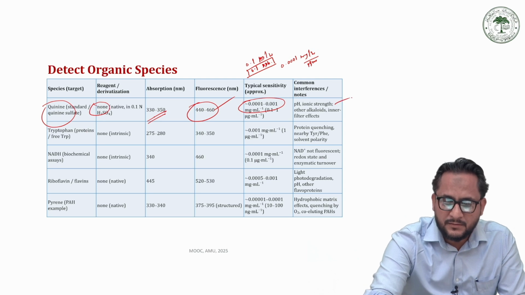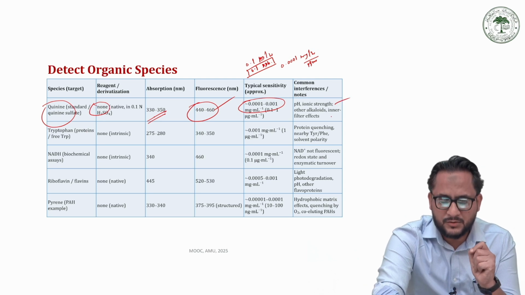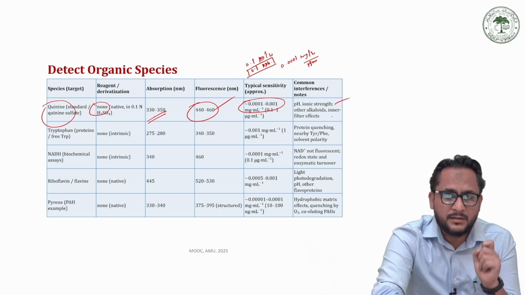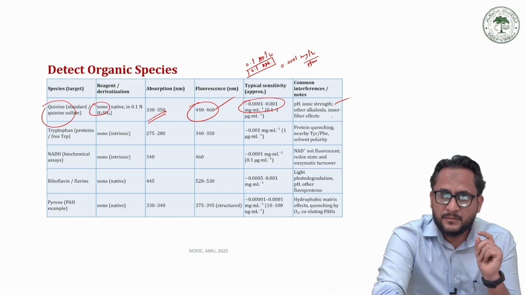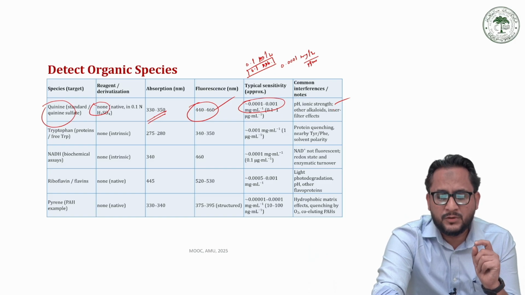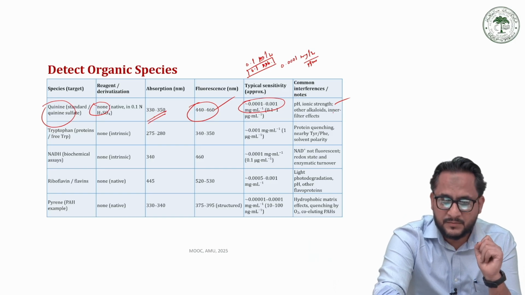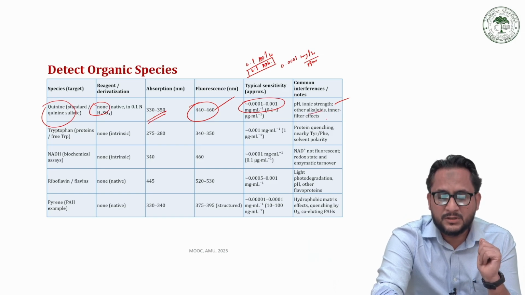The ionic strength, if the strength is too high, will affect the results. Of course, a high concentration of quinine affects the results. Some alkaloids may also cause interference. There is also a possibility of inner filter effect.